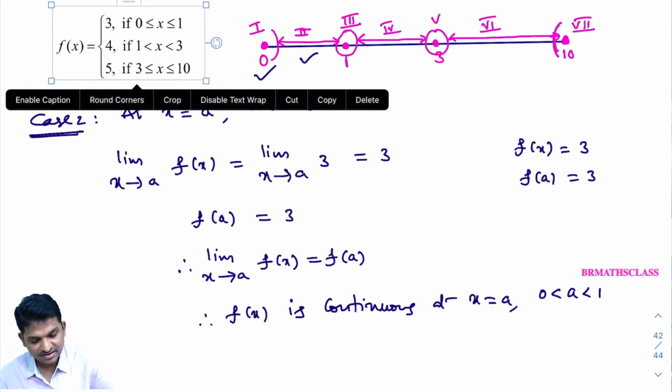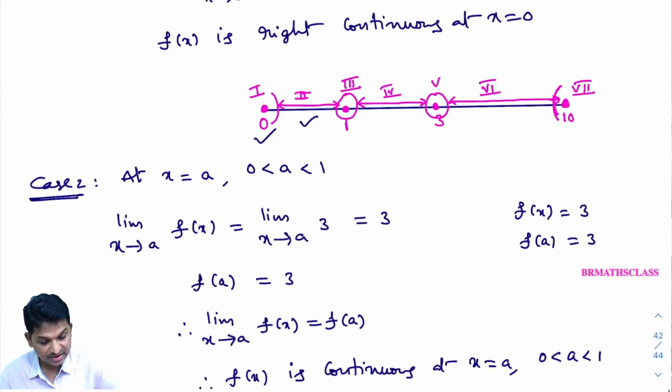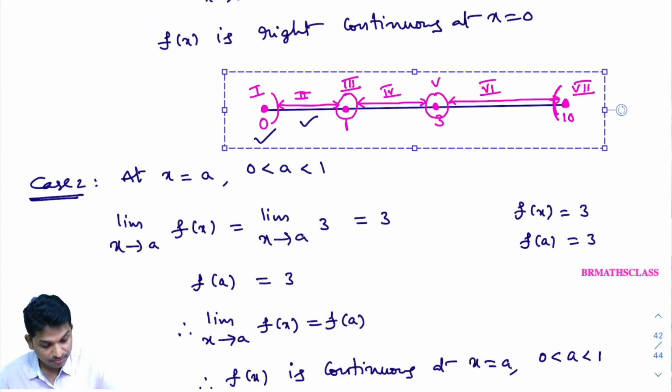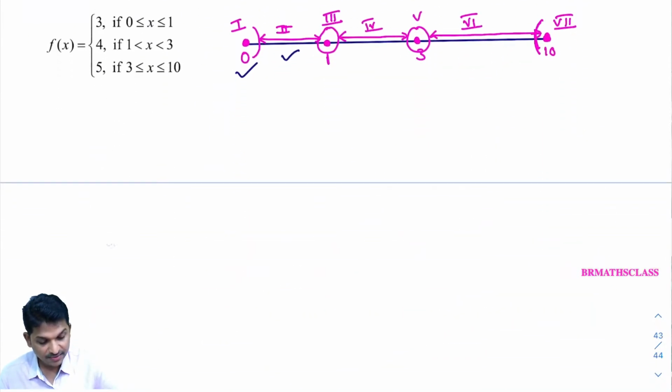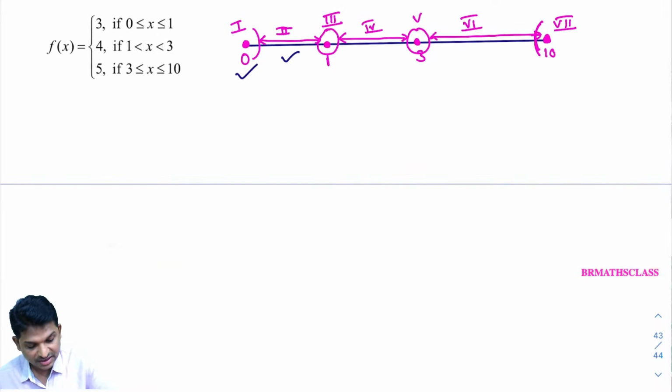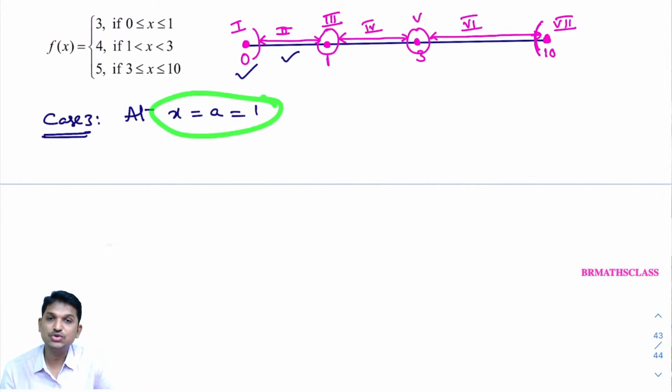Okay. Case number 3. I am going to do this problem in 7 cases. At x equal to a, what is the a value here? The a value is 1. I need to check the continuity at x equal to 1.